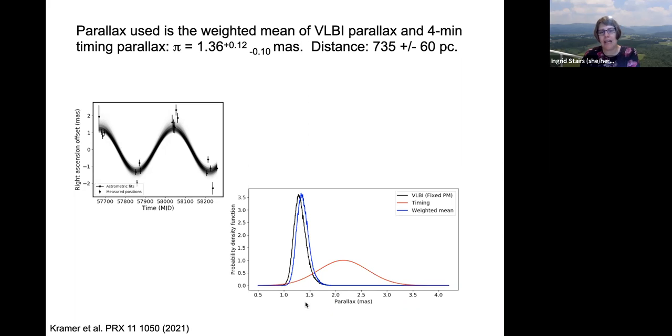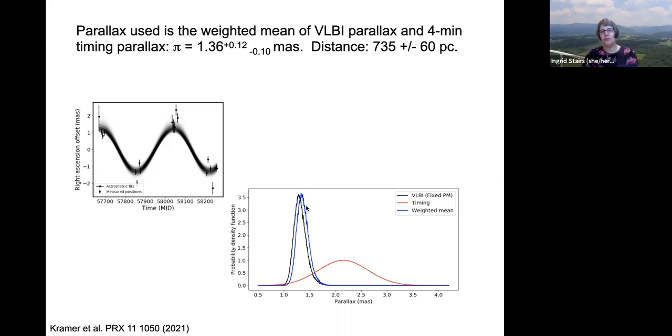The timing parallax is much less well measured. It's got quite a large uncertainty there. It's not incompatible with the VLBI parallax. We decided for the paper to adopt the weighted mean of the two, which is only a teeny tiny bit offset from the center of the plain VLBI parallax. Oh, and this is done with the proper motion fix of the timing values, which is a detail. So this seemed like the most reasonable way forward.